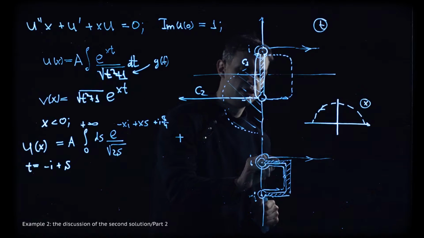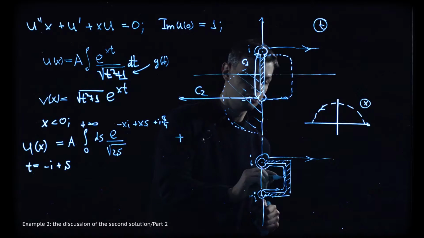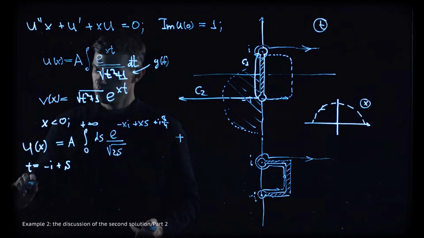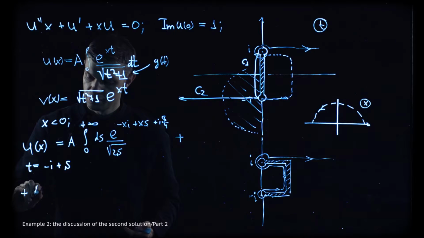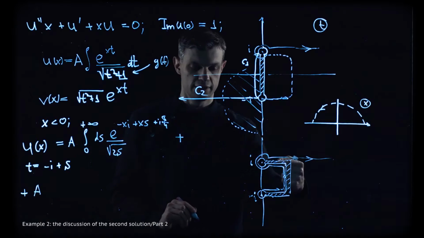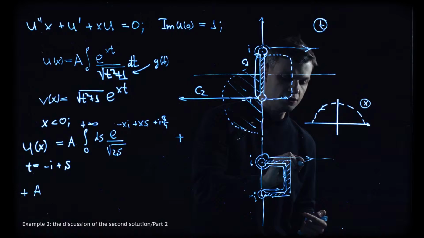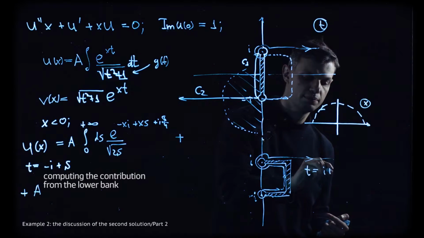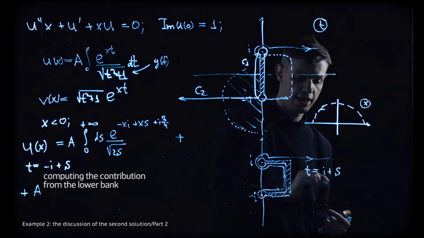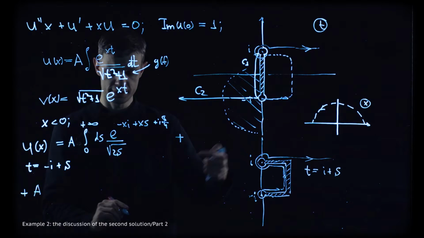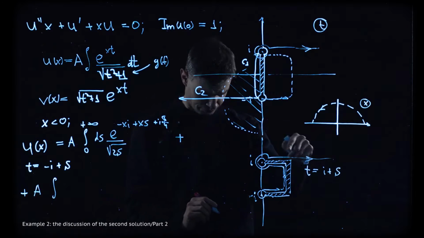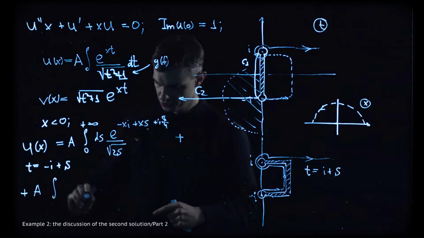Now the contribution from the i point: the contour returns from plus infinity and circles around this point. So how do we compute it? For this point, we introduce another change of variables, t is equal to i plus s again. It's almost identical. So now you have the integral, this time from plus infinity to 0.